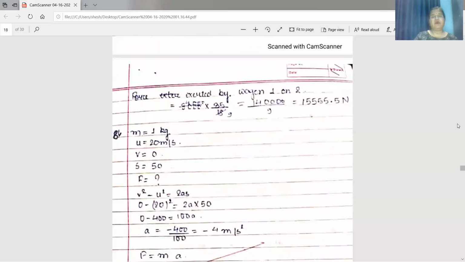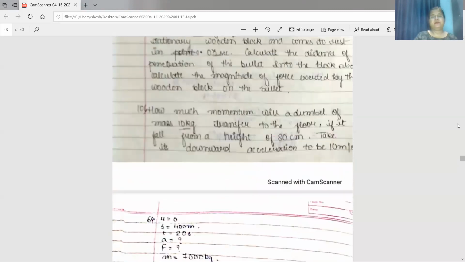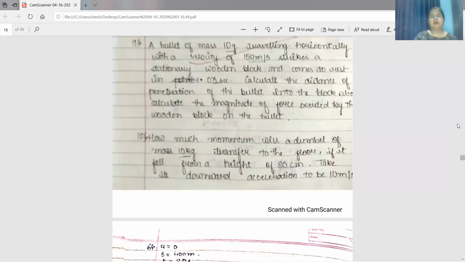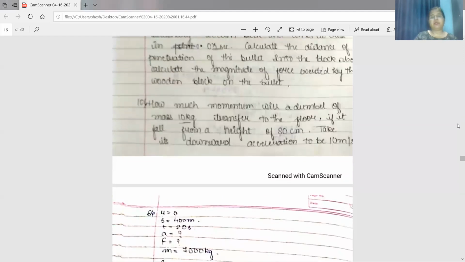Next number 4. Number 4 is how much momentum will a dumbbell of mass, here mass is 10 kg, transfer to the floor if it falls from a height of 80 centimeter. So initial velocity will be 0. H is 80 centimeter, convert it into meter, divided by 100, you will get 0.8 meter. Take its downward acceleration to be 10 meter per second square.